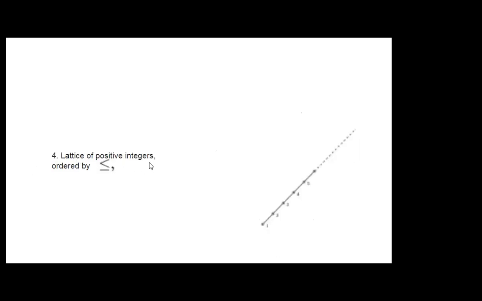Again, this is the lattice of positive integers ordered by less than. 1 is less than 2, 2 is less than 3. Again, 1, 2, 3 are less than 4, and 1, 2, 3, 4 are less than 5. Like this, it is one more example of a lattice we have seen.